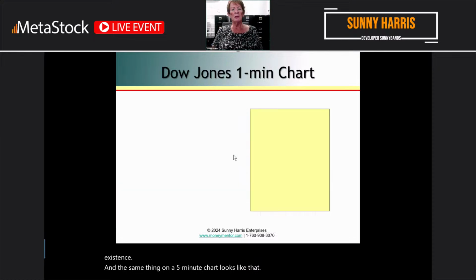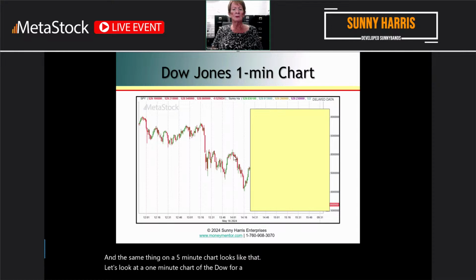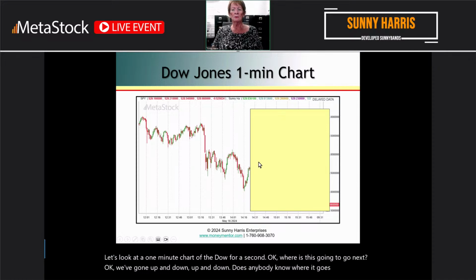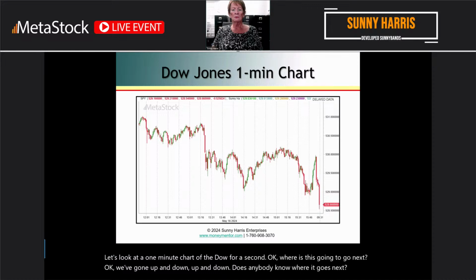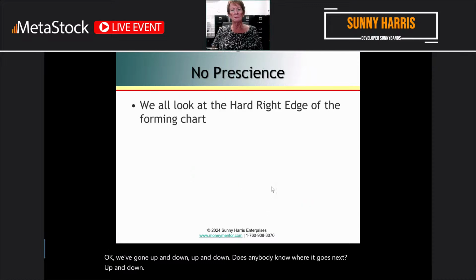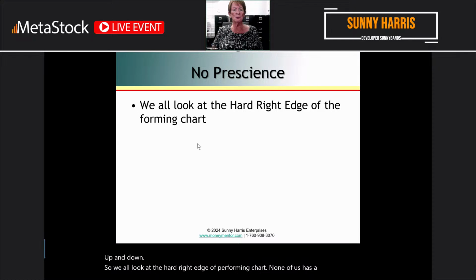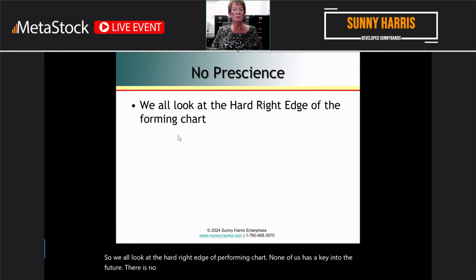Let's look at a 1-minute chart of the Dow for a second. Where's this going to go next? We've gone up and down, up and down. Does anybody know where it goes next? Up and down. So we all look at the hard right edge of a forming chart. None of us has a key into the future. There is no prescience. The best we can do really is just to follow along.